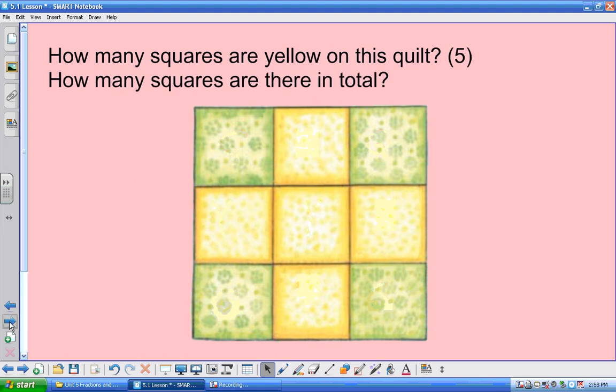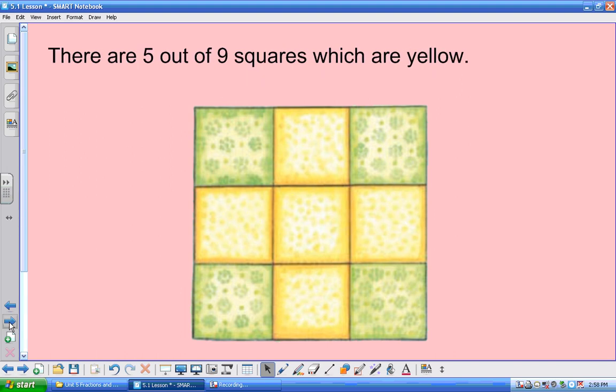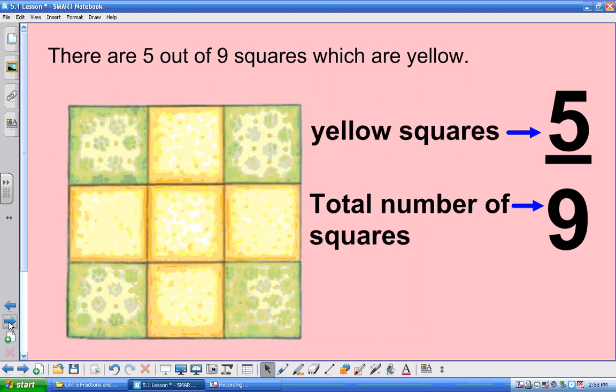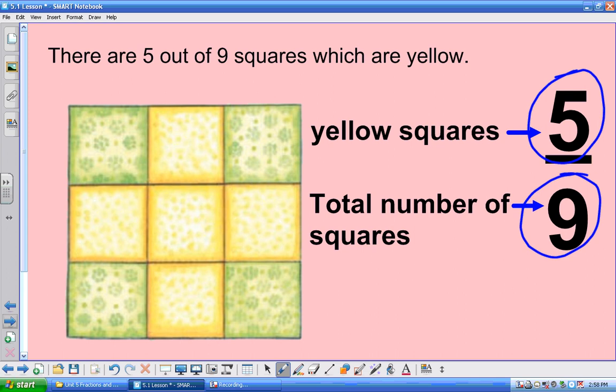Now the next question is, how many squares are there in total, Ryan? 9. There are 9. That is correct. Good job. So there are 5 out of 9 squares which are yellow, right? So 5 out of 9 is another way of saying a fraction. 5 over 9 means 5 out of 9. So we have 5 yellow squares, and that's the number on the top. This one here is referred to as your numerator, over a total of 9 possible. So you have 5 out of 9. Okay? Does everybody understand so far?